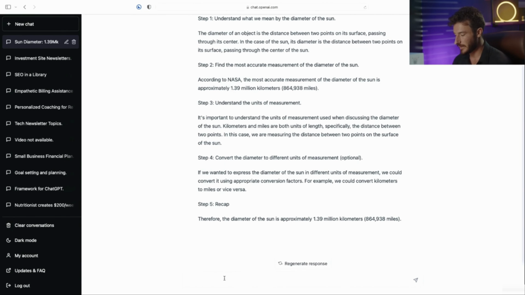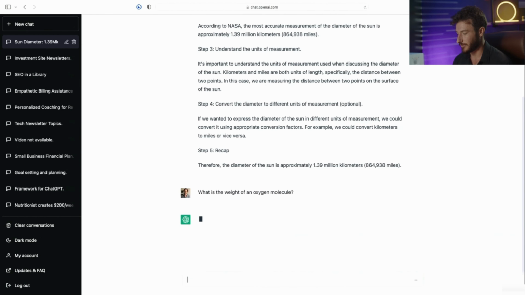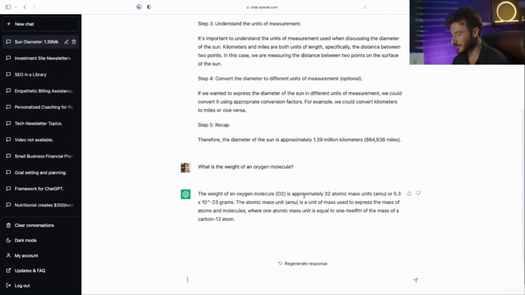So now let's look at our second example and see what else we find out. So we have, what is the weight of an oxygen molecule? Okay, so we have our answer here, which is the weight is approximately 32 atomic mass units. Now, if I was a person interested in this topic and I wanted to understand the logical step-by-step process of how a person comes to that specific answer, we would use our formula.